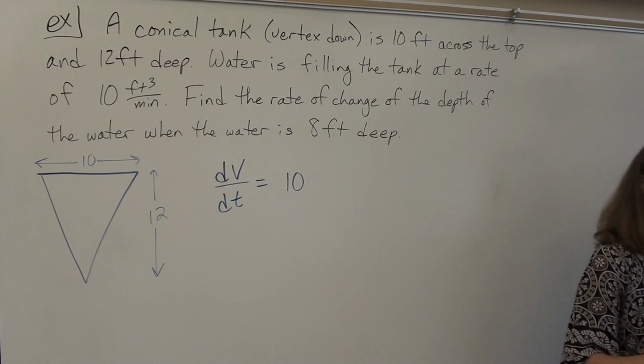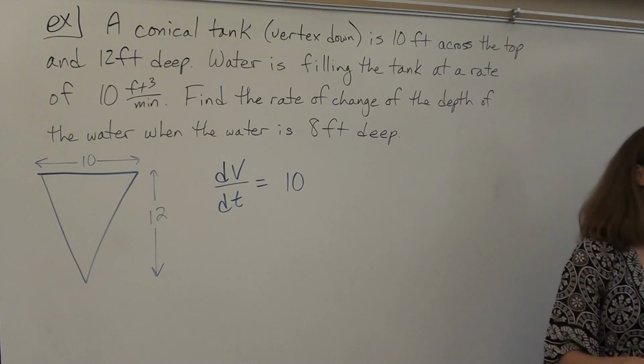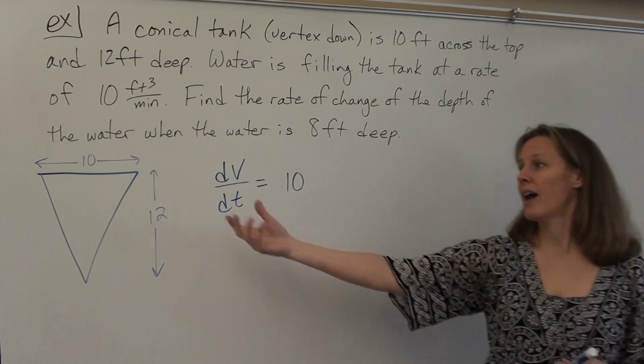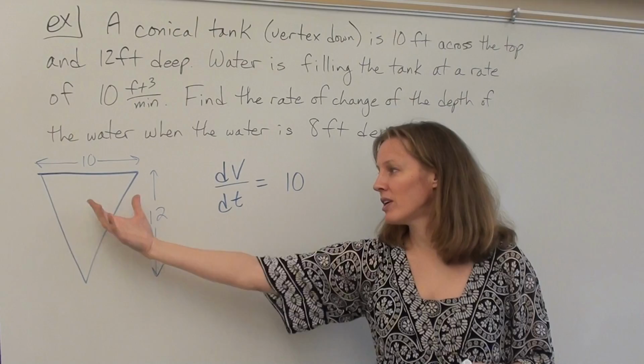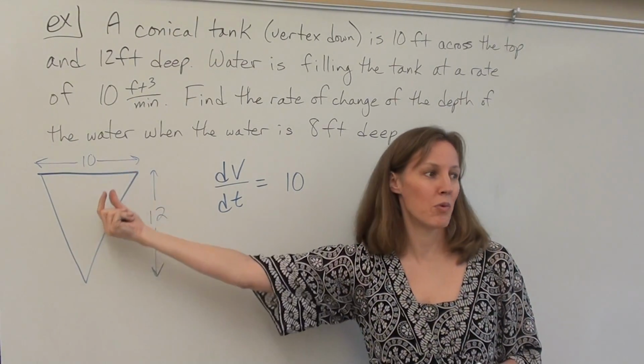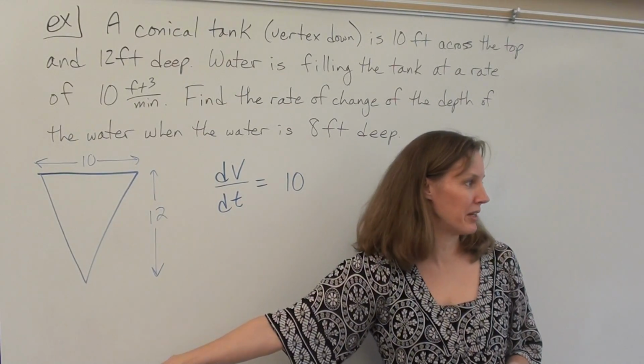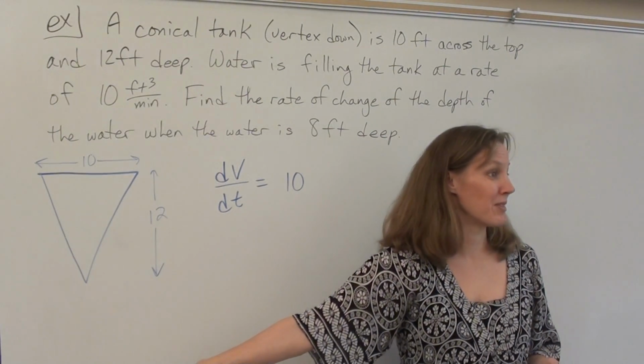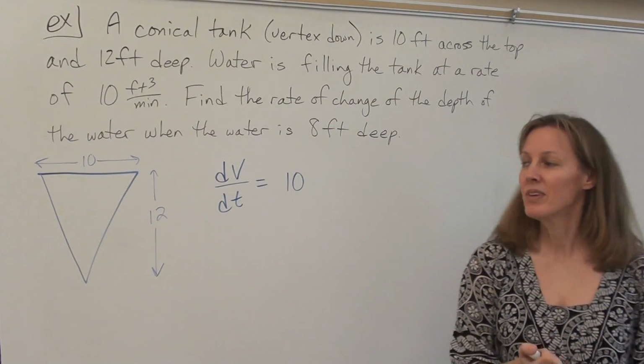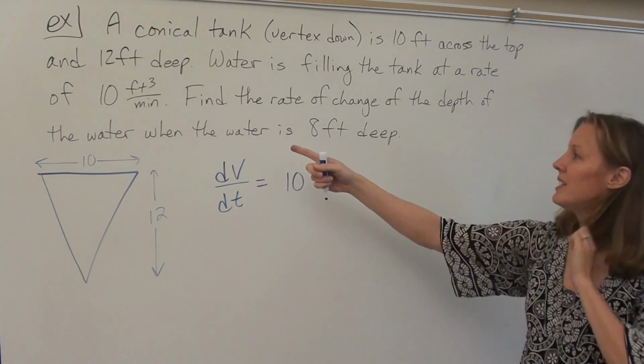Okay. All right. You know what was really fun on one AP exam? They had a tank, a cone here and a cylinder below, and they had the water coming out of the cone and pouring into the cylinder below, and they did like a double related rates kind of thing. It was fun. That was an interesting problem. So anyway, dV/dt is 10.